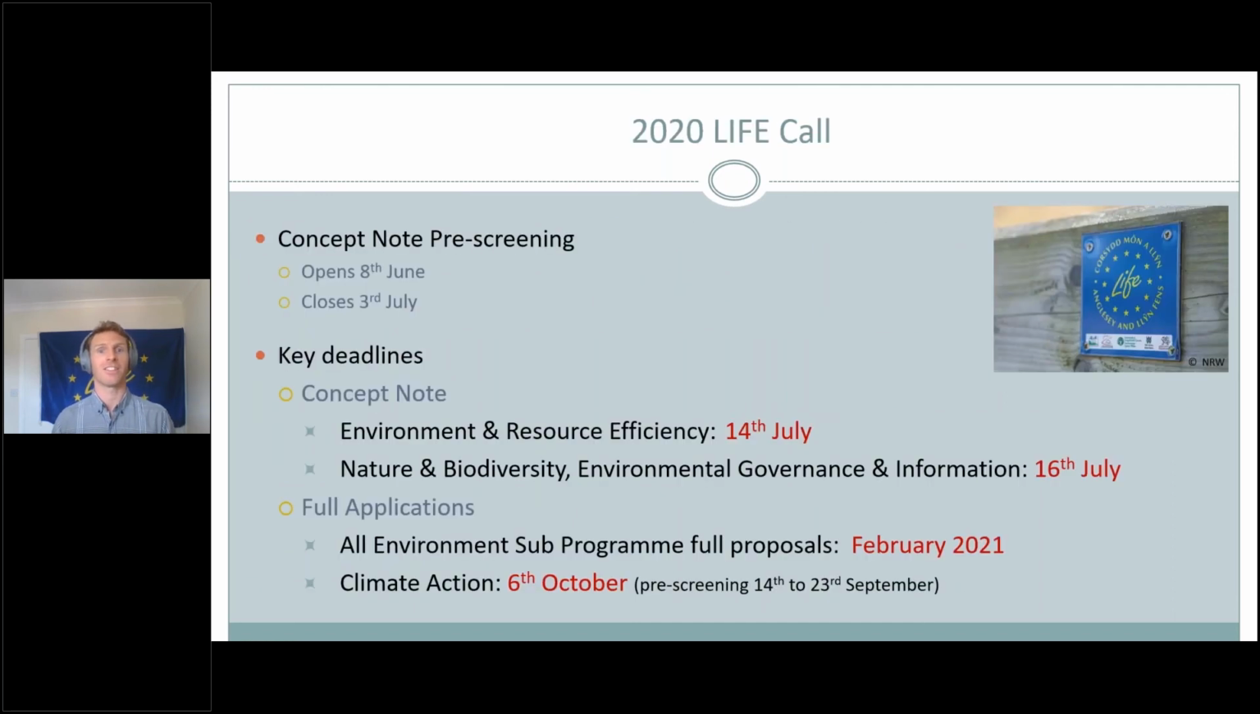Just a reminder of deadlines. The concept note pre-screening opens on the 8th of June and closes on the 3rd of July. The key deadlines for concept notes: environmental resource efficiency is on the 14th of July. Nature and biodiversity and environmental governance and information is on the 16th of July. For full applications, all environmental sub-programme full proposals will be for February 2021. For climate action, your full proposals are due by the 6th of October, and we are opening our pre-screening service on the 14th of September through to the 23rd.